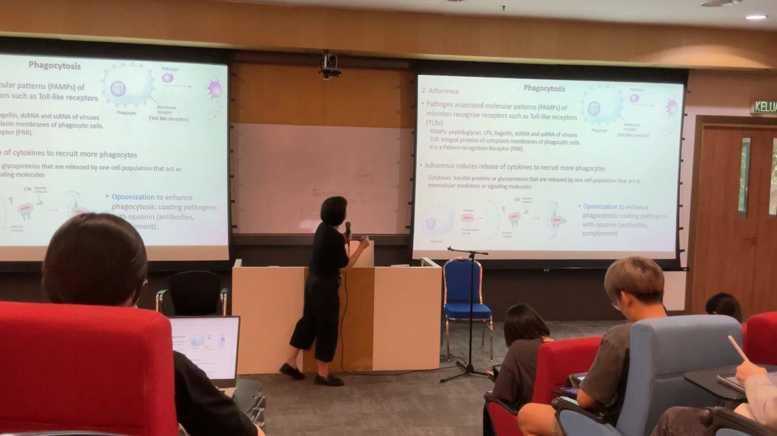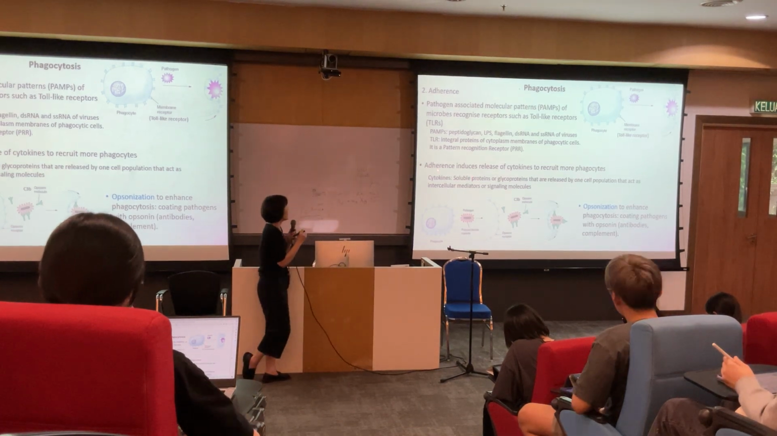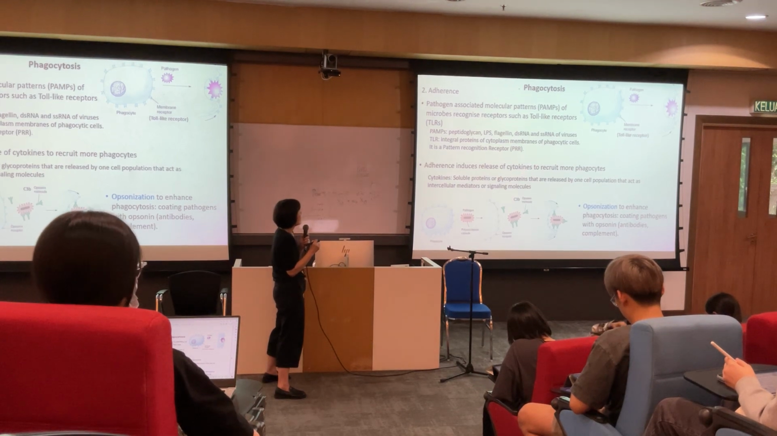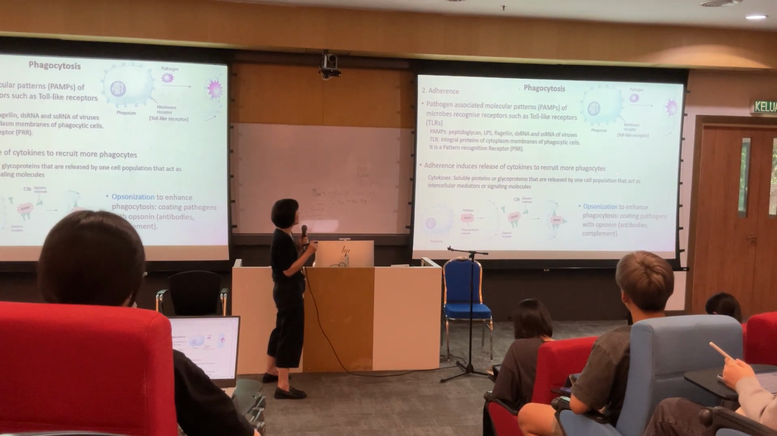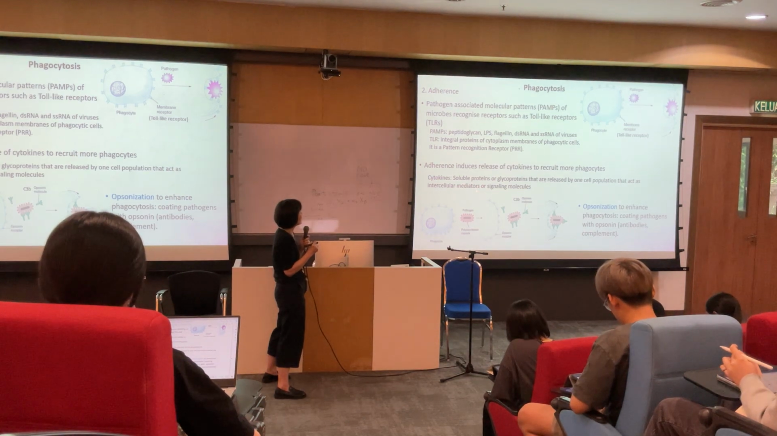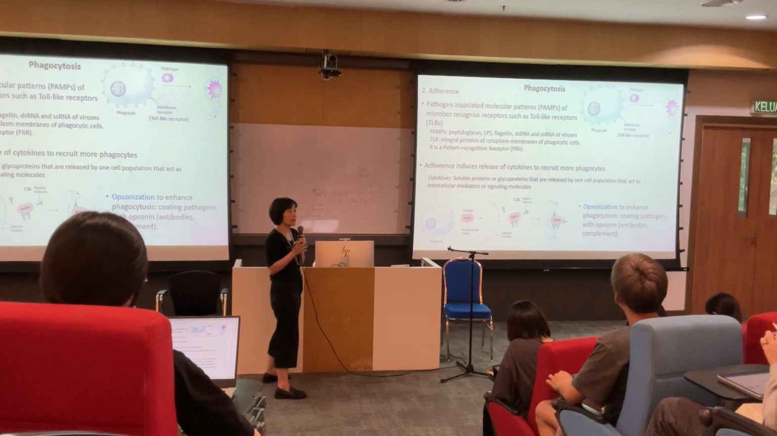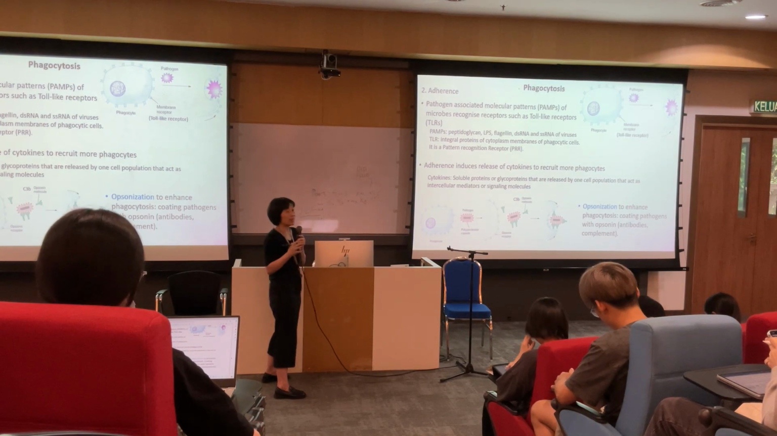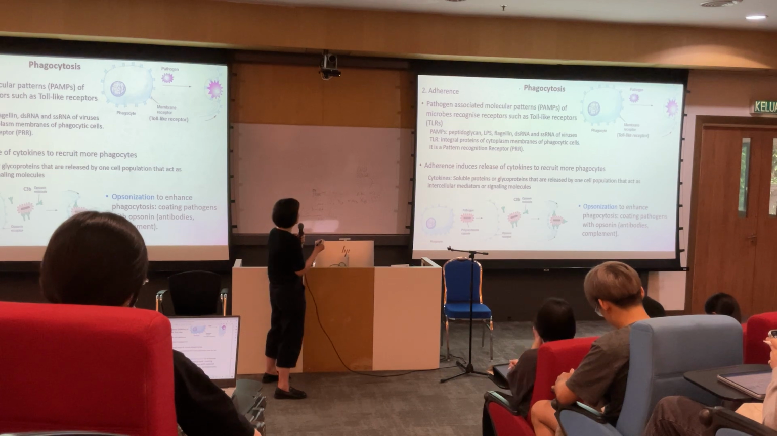What happens is that when the adherence happens, they're actually releasing cytokine to recruit more phagocytes. This is what happened. So cytokine is considered such as interleukin 6, interleukin 10. All these are the cytokine. Even the TNF alpha is one of the cytokine.